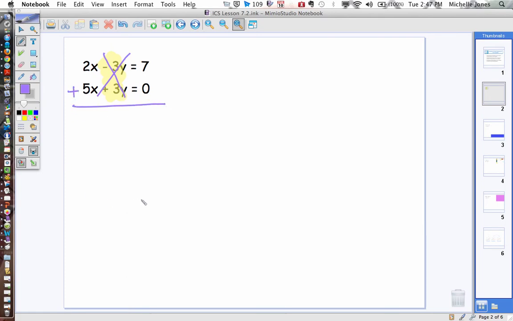We did that because when you add negative 3y plus a positive 3y, it equals 0, so it's eliminated. Let's go ahead and add the rest. So you get 2x plus 5x is 7x, and 7 plus 0 is 7. Solve for x, so x equals 1. X is 1 for both equations, so it doesn't matter if you substitute it into equation 1 or equation 2 to get your y. Let's go ahead and substitute it into equation 2.